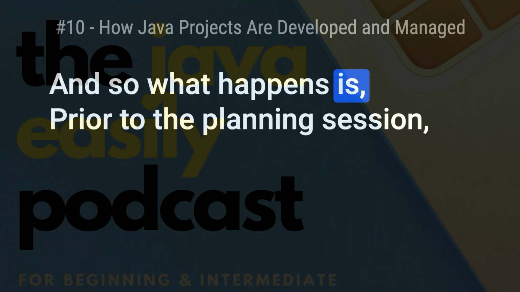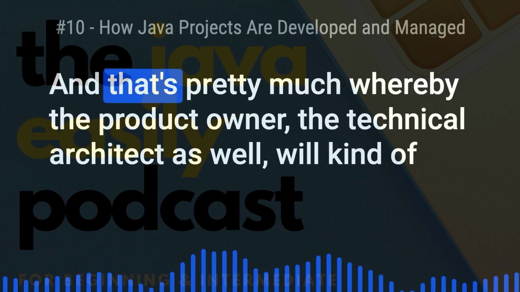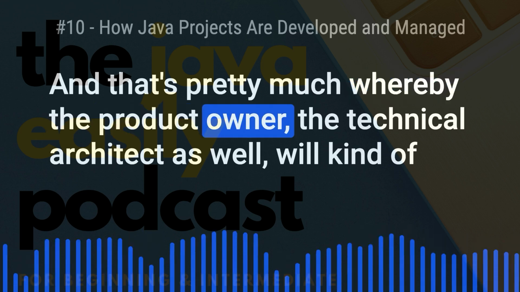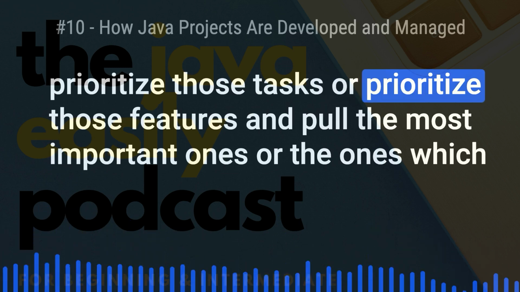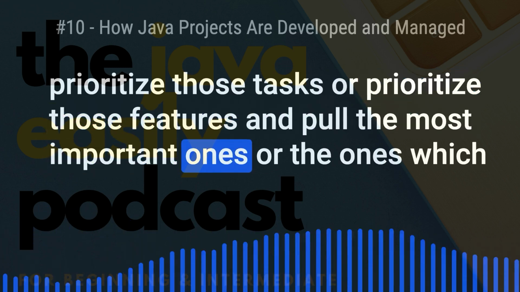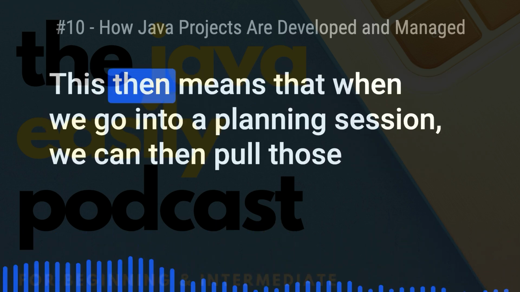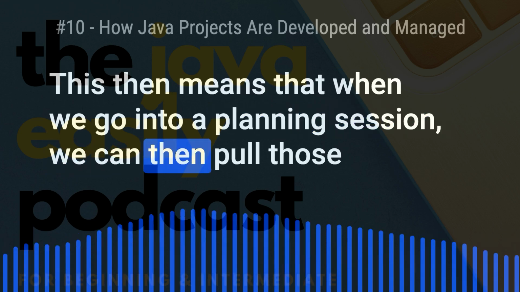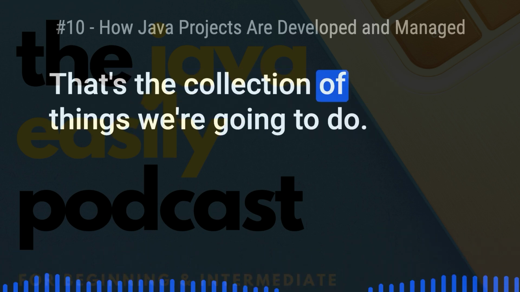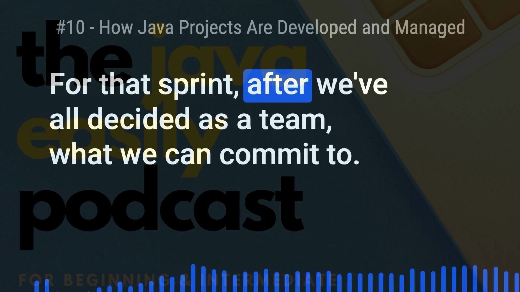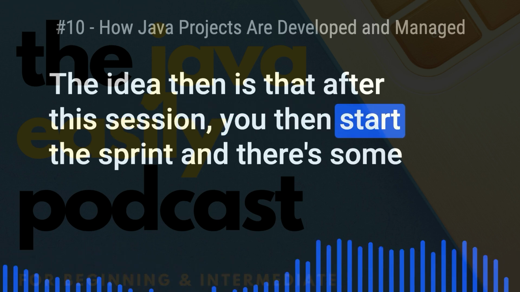And so what happens is, prior to the planning session, there's actually a process called backlog refinement, and that's whereby the product owner, the technical architect as well, will prioritize those tasks or features and pull the most important ones, or the ones which need the most immediate attention, to the top of the list. This then means that when we go into a planning session, we can pull those backlog items from the top of the list into the scope. That's the collection of things we're going to do for that sprint, after we've all decided as a team what we can commit to. The idea then is that after this session, you then start the sprint.